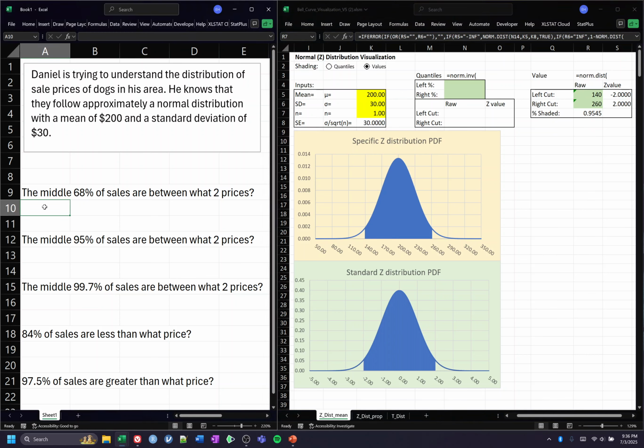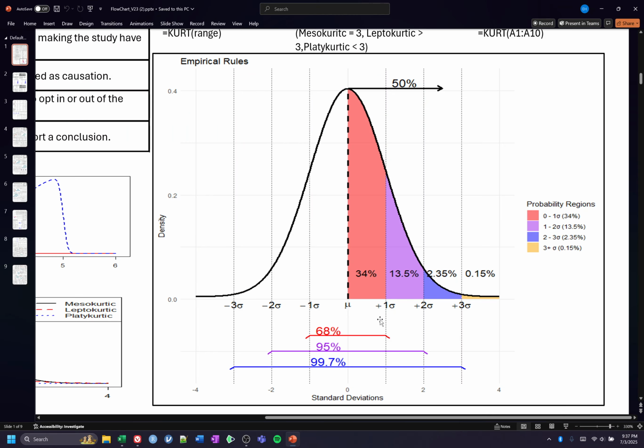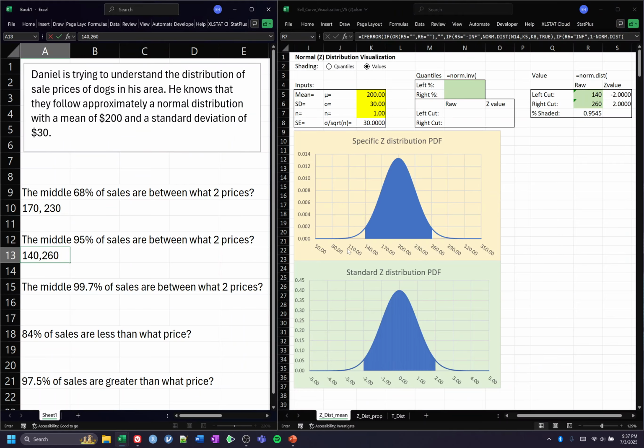So this first one, let me just go ahead and put that in real quick. 170, comma, 230. This one here is 140, comma, 260. And then let's look at the middle 99.7. If we go back to our PowerPoint, middle 99.7 is plus or minus 3 standard deviations. So plus or minus 3 standard deviations here would be down to 110 and up to 290. Let's double check that those areas make sense. We type that in again, 110, comma, 290, and we get 99.7%.